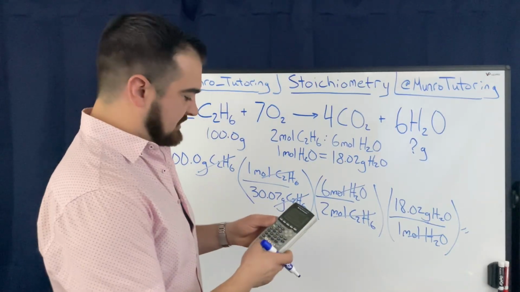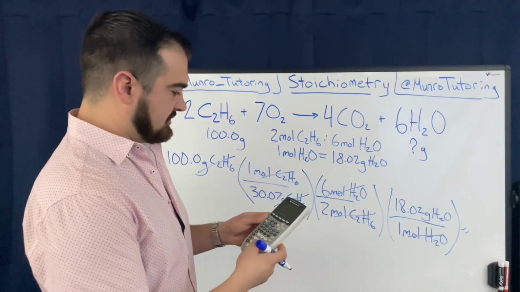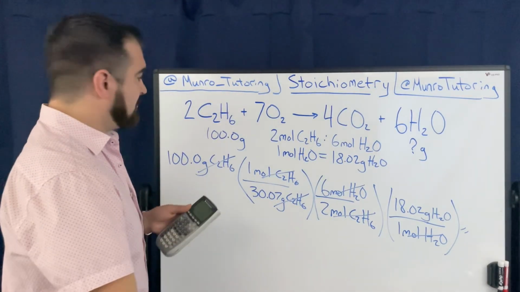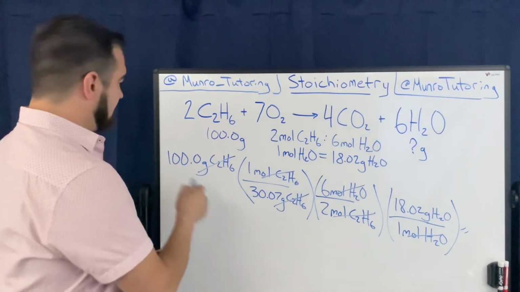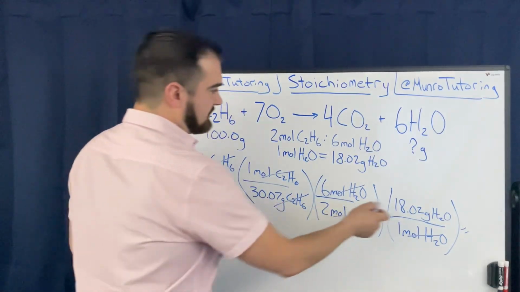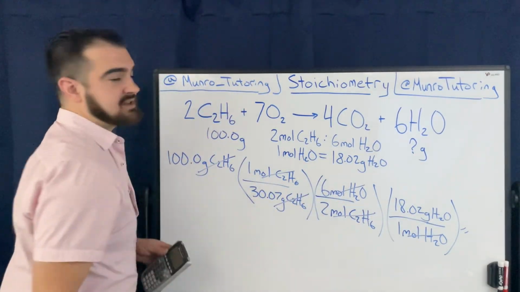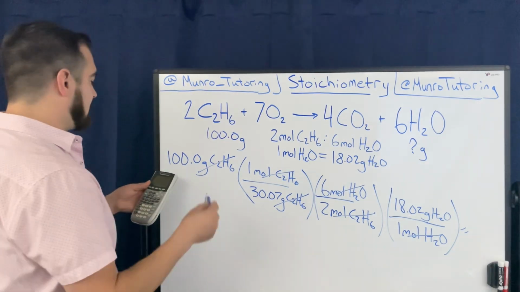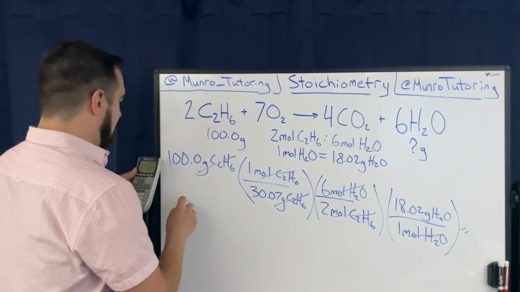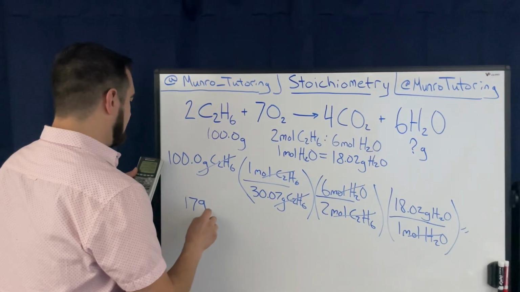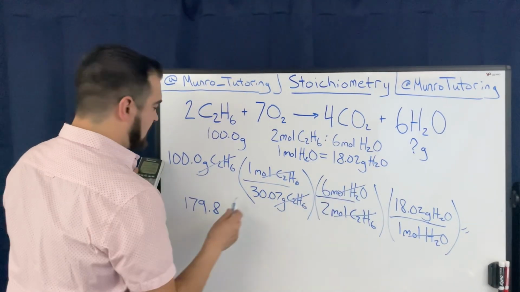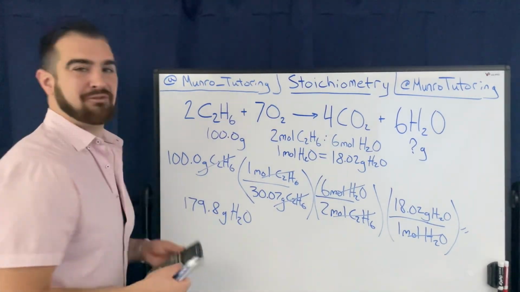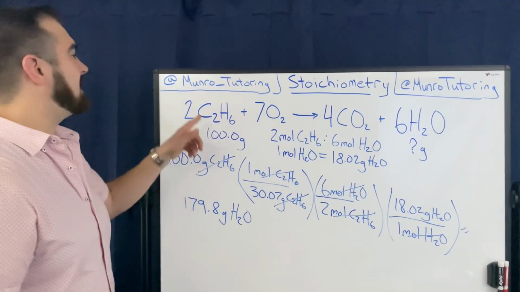So now we're going to multiply by 18.02, and we get, well, there's a bunch of digits here, but let's look at how many sig figs we should have. That's got 4, this has 4, that's 4. These are infinitely precise, so 4 sig figs. So we're going to do 179, and we're going to round this up to 0.8. So we get 179.8, and that's grams of water vapor released from the complete combustion of 100 grams of ethane.